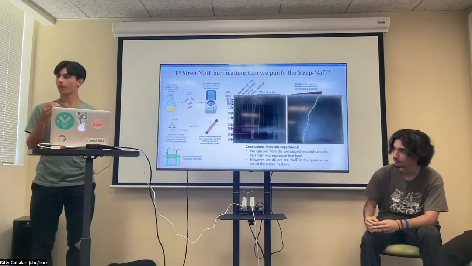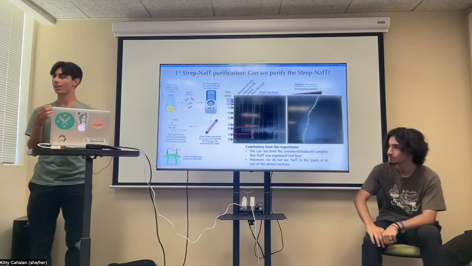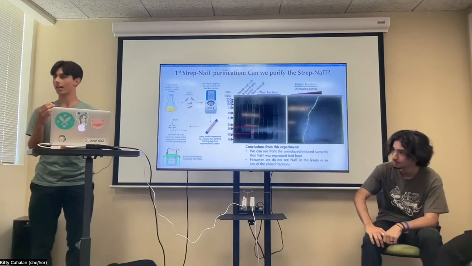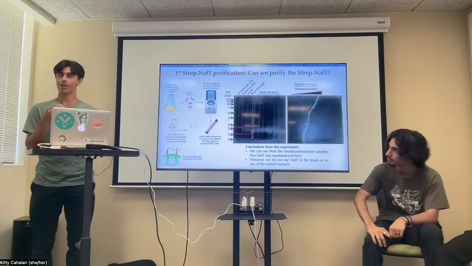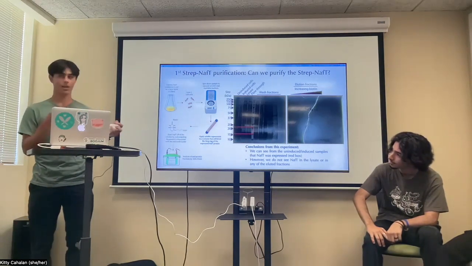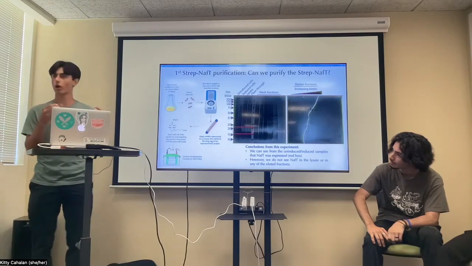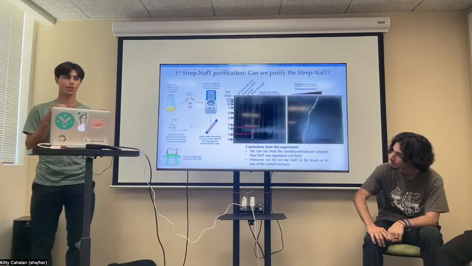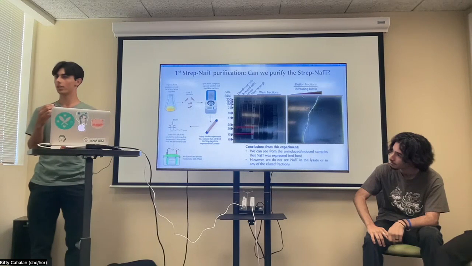So we send the supernatant with the NAFT in it to a company outside the lab, and they add a strep tag to the NAFT. And then we take our supernatant with the strep tag NAFT and run it through a column. Through this process, the strep tag binds to the column, and everything else we don't care about becomes flow through, which is discarded.